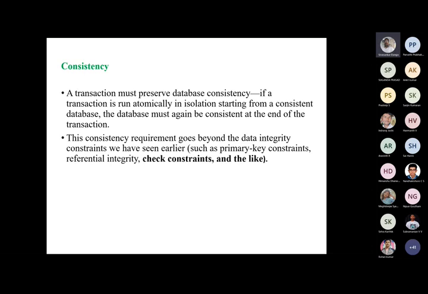So money is not created or destroyed during the process of the transaction. The sum of the accounts A and B should be the same before and after the end of the transaction. If a particular database is consistent at the beginning of a transaction, it should remain consistent at the end of the transaction, right? So consistency requirements go beyond the data integrity constraints, right?